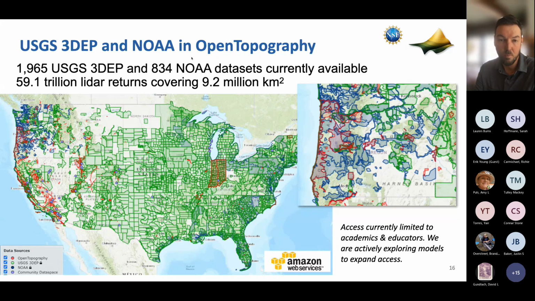So this is really cool because we don't have to hold the data. Amazon's actually offsetting the costs of holding the data. But we can provide our kind of value-added services on top of it.